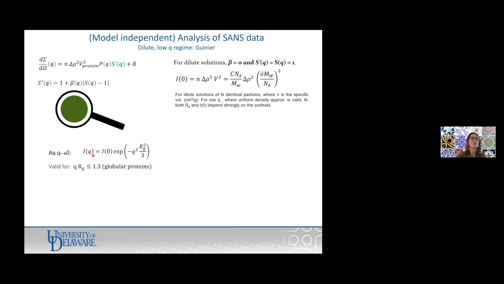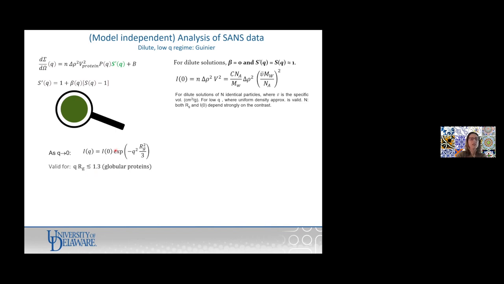Now, if Q is not zero but approaching it, so at very small Q, or as Q tends to zero, it can be shown, if you do a Taylor series expansion of your exponential, of your wave function, you'll get exponentials that are a function of Q. As Q gets smaller and smaller, it reduces to the contribution from this first term, and your intensity will be proportional to your forward scattering intensity and to this exponential that you see there. The validity of this equation depends on the shape of your molecule, but for globular proteins, it's typically valid in the range where Q times the radius of gyration is smaller than 1.3.